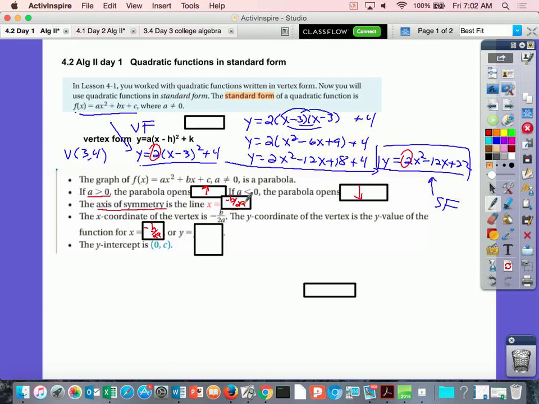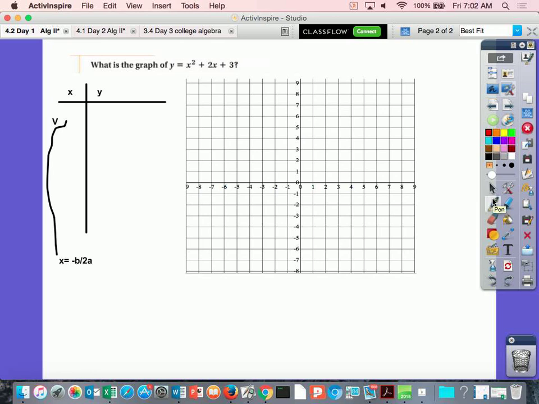Now, how would you find the y value of the vertex? You would plug this value into the function, and that's what this means. Plug that value into the function to find the y value. Now, one other piece of information that's kind of valuable, and you'll see that it's on this next example, is that the y-intercept is (0, c), and c is that number at the end. So let's take a look at graphing a quadratic function in standard form.